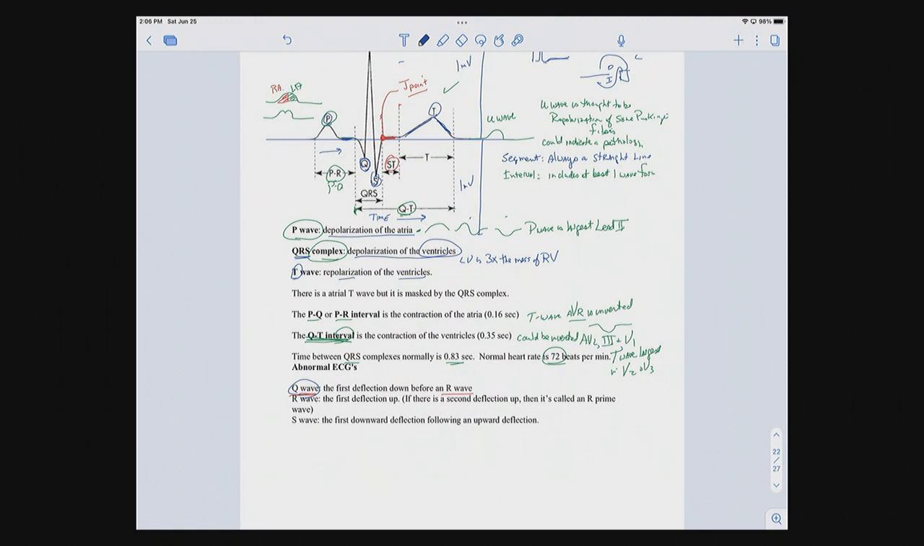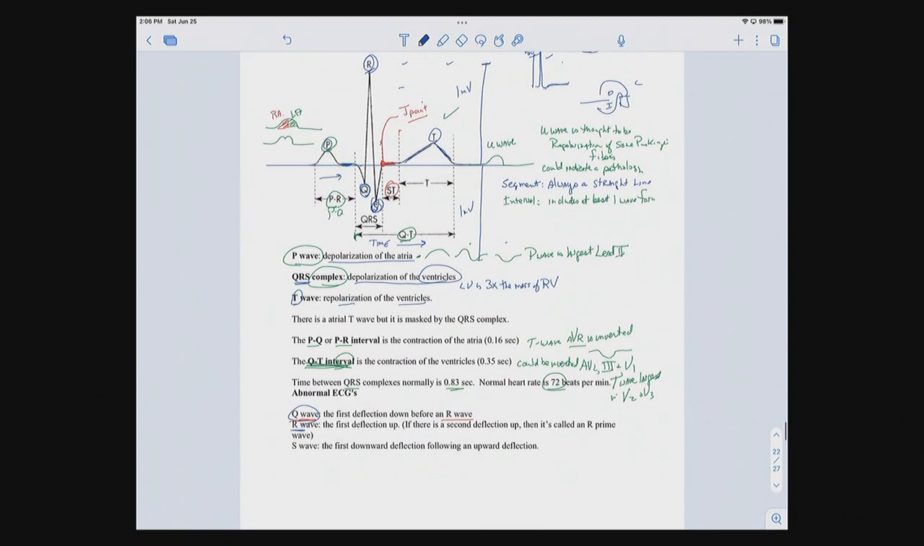I guess my point also here, just because you have a downward wave doesn't make it the Q wave, because we clearly have an S wave that is also downward, but it's not a Q. The R wave, that's that guy up here on this lead. The R wave is the first deflection up following the P wave.